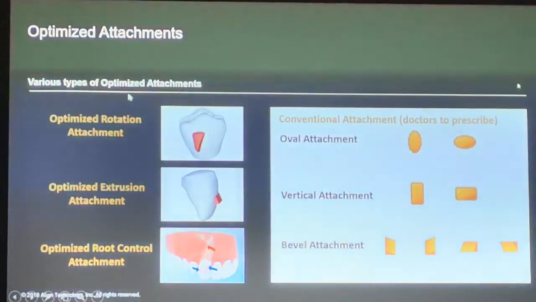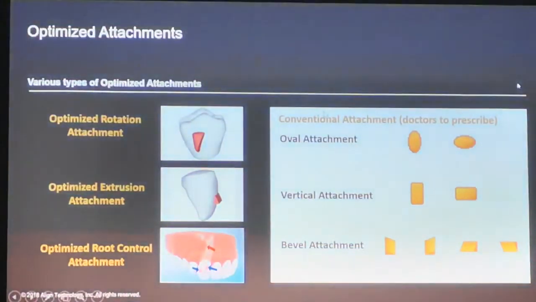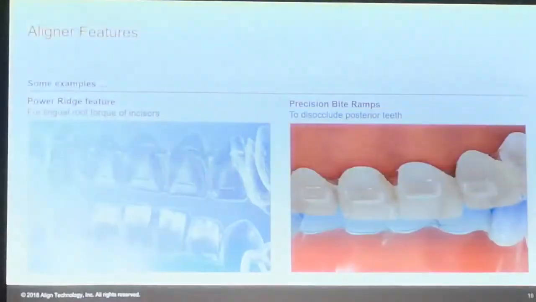When you submit a case, the software will automatically provide you an optimized attachment, but the software will not provide you a conventional attachment. So when you get the ClinCheck back, you have to review the case and decide if this case will need more retention or not. If you think this case will need more retention, then you can order a conventional attachment to add it in.